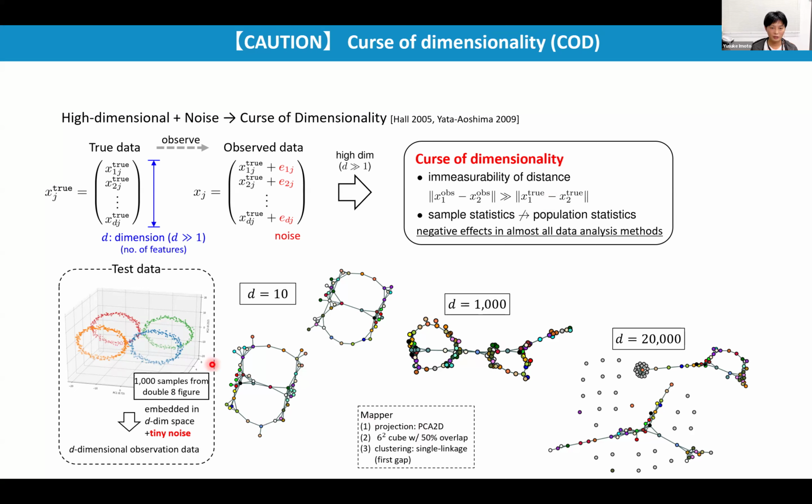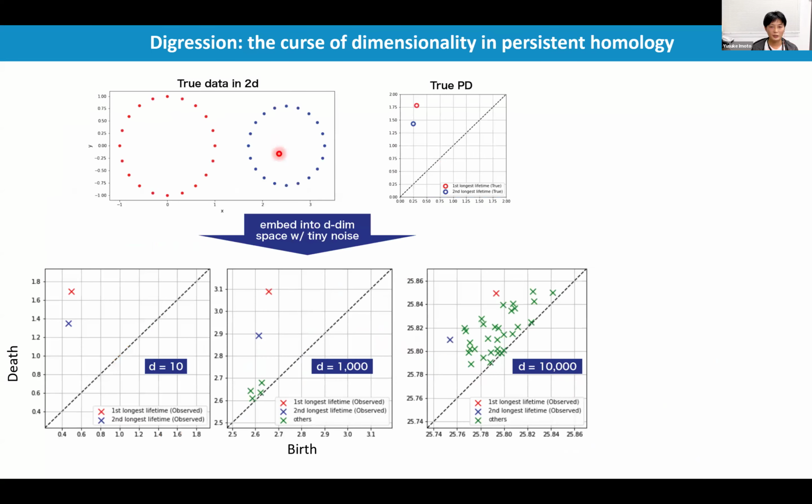So we demonstrated the effect of the curse of dimensionality on mapper using the double figure-eight structure data. This example demonstrated that the topological structure of a mapper is destroyed as the dimension increases. As an aside, persistent homology also cannot escape the curse of dimensionality. For example, we prepare two-cycle data as the true data. The true persistence diagram has two generators. We embed the true data into D-dimensional space and add tiny noise to each component. Then the number of generators increases as the dimension increases. In the 10,000-dimension case, we can no longer identify the true topological structures.